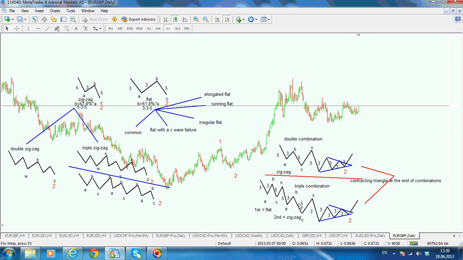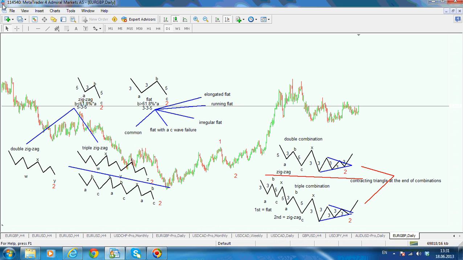However, like mentioned before, the more complex the second wave, the more powerful the third wave to the upside or to the downside is going to be. If you have a double combination or a triple combination or a double or a triple zigzag for your second wave, then look for the third wave to be a powerful move to the upside. If you have a flat, for example, with a C wave failure for the second wave, then the third wave usually is a powerful move into the other direction.